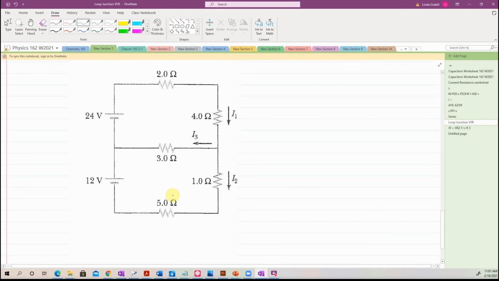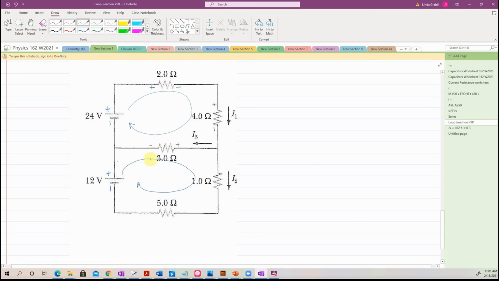Okay, so pause and label them. High, low, high, low. Let's see, I've already labeled these currents, so I'll make this a loop, and I'll make this a loop. And so I'm going to start with the top one and let that help me define what is high and low. Plus, minus, and then back.